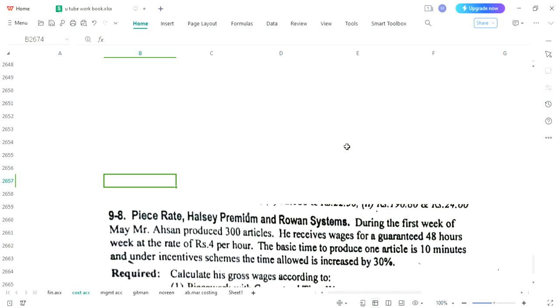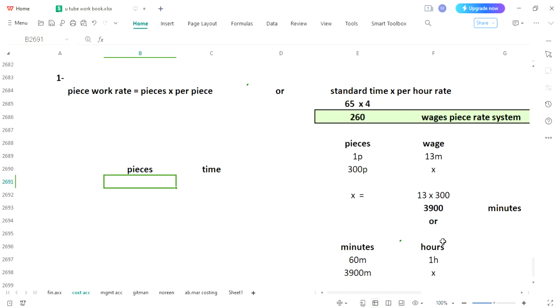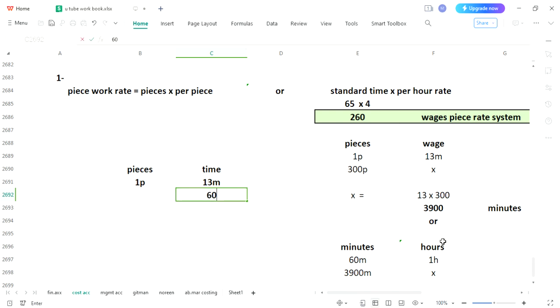Go back to the question. 13 minutes are needed to make one article. One piece should be made in 13 minutes. And how many minutes are present in 1 hour? 60 minutes. How many pieces should be made? We can put x over here.